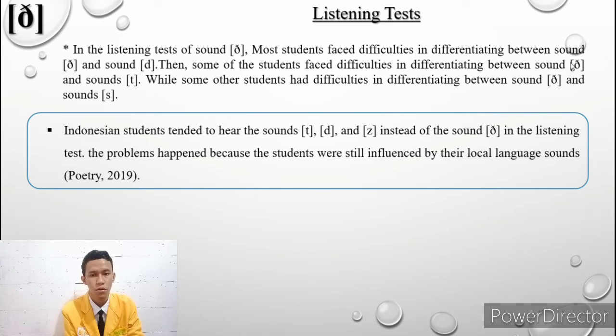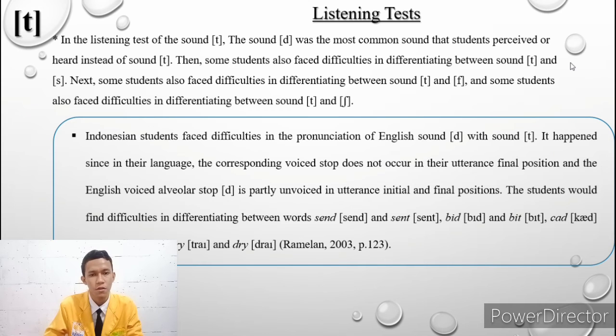This finding was supported by a study conducted by Putri 2019, which found that Indonesian students tend to hear the sounds te, de, and ze instead of the sound the in the listening test. The problem happened because the students were still influenced by their local language sound. In the listening test of sound te, the sound te was the most common sound that the students perceived instead of sound te, followed by the substitution of the sound te with se, fe, and she.